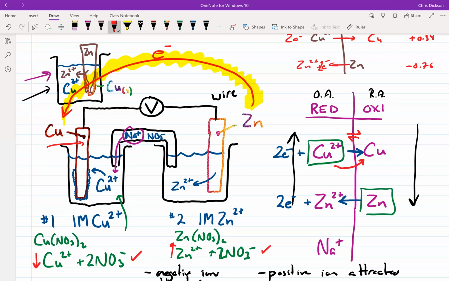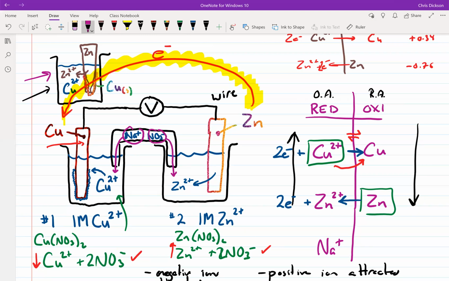And so the more positive it becomes, the harder it would be for zinc to push positive ions into that already positive and growing positive solution. So to maintain the charge stability, the nitrate ions migrate into that beaker.